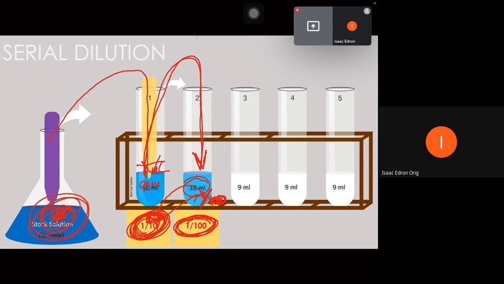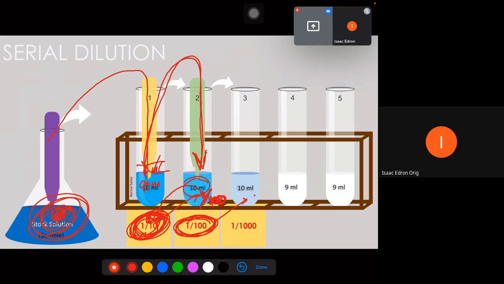So again, kuha na naman tayo sa tube number 2. Tapos add na naman siya sa 3, 1 ml. Then 1 ml of the solute plus 9 ml equals 10 ml. So ito na naman, 1 over 100, multiply mo na naman siya by 1/10. Kasi di ba 1/10 na naman ang dilution nito, so will be 1 over 1,000.